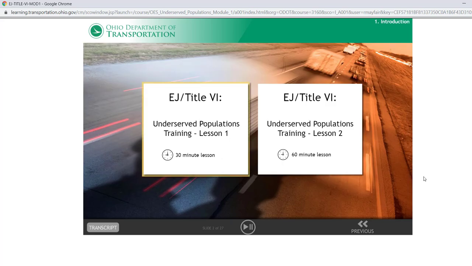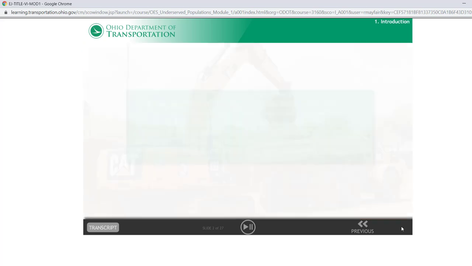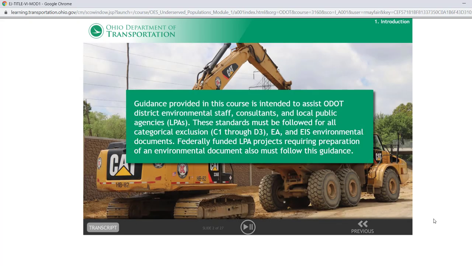For most users, this lesson takes about 30 minutes to complete. The guidance provided in this course is intended to assist ODOT district environmental staff, consultants, and local public agencies, LPAs. These standards must be followed for all categorical exclusion, C1 through D3, EA, and EIS environmental documents. Additionally, federally funded LPA projects that require the preparation of an environmental document also must follow this guidance.